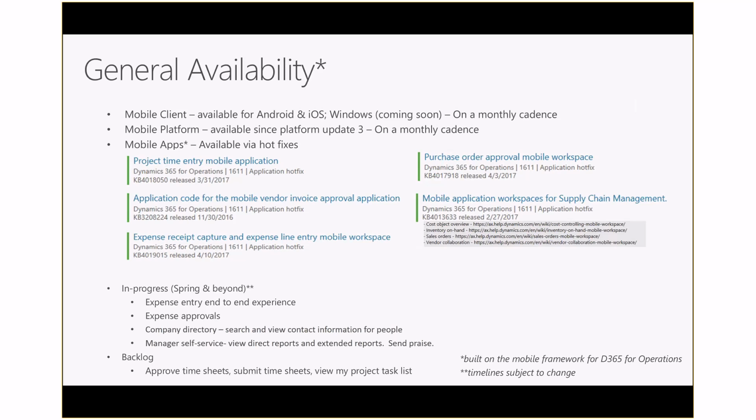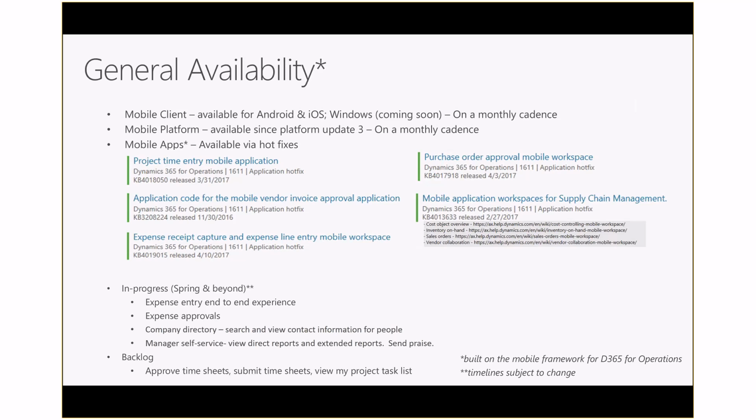It is coming soon. Overall, from a mobile client perspective, we are on a monthly cadence. So you should expect every first week of the month to get an update on the mobile client from the corresponding stores. From a platform perspective, the platform has been available since update 3. And as we all know, the platform also is on a monthly cadence. So anytime a platform update comes out, you should expect some mobile related enhancements as well in the platform in terms of bug fixes or in terms of any new capabilities.